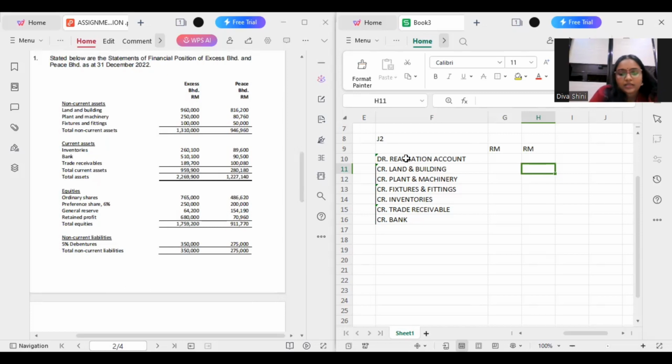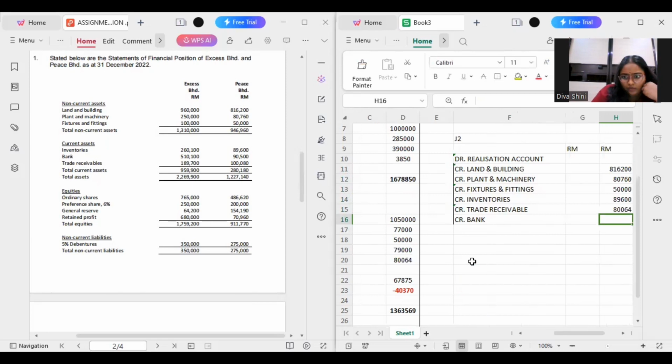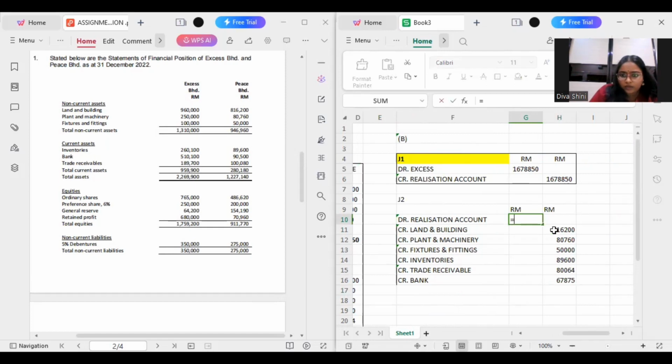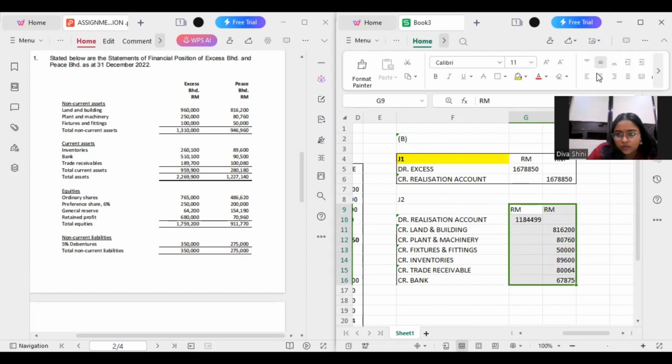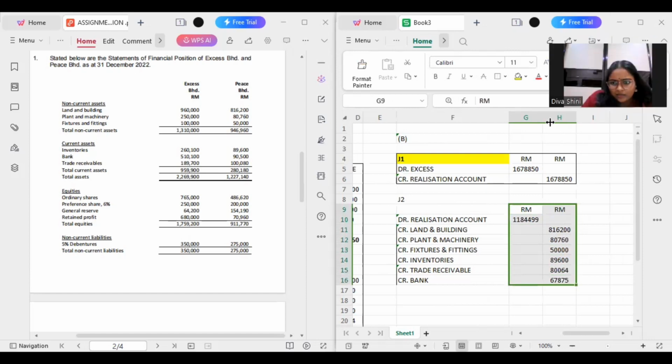So land and building is 816,200. Plant and machinery is 8,760. Fixtures and fittings 50,000. Inventories is 89,600. And trade receivable and bank we take from the goodwill calculation. For the realization account, we need to total everything. So this is the total assets that are transferred out.